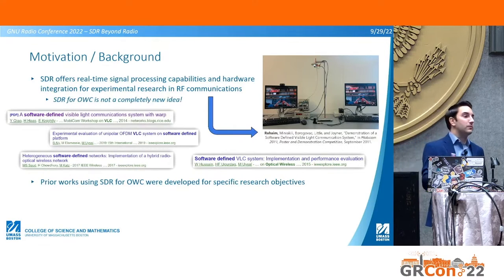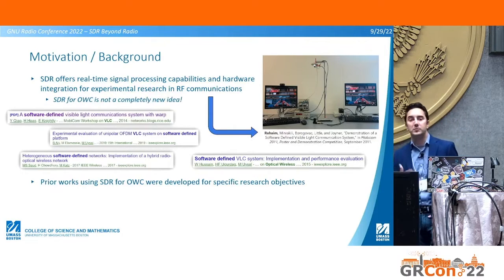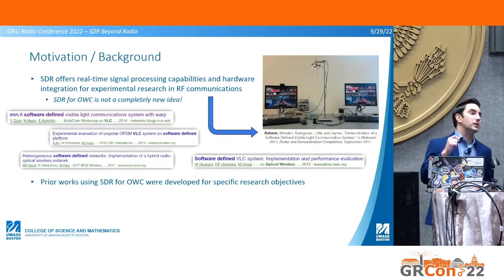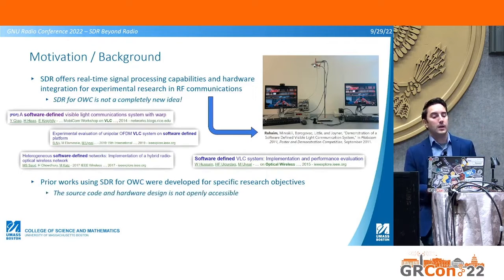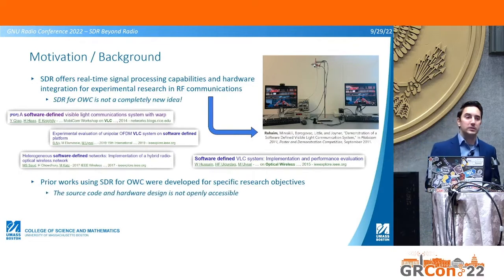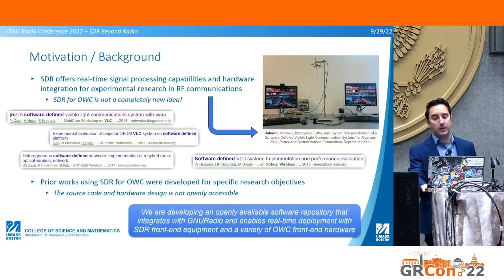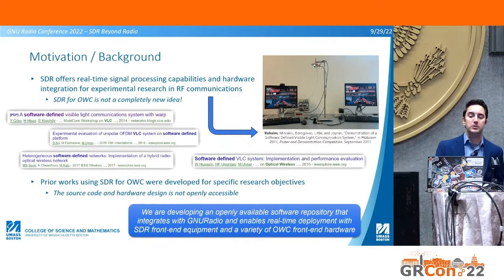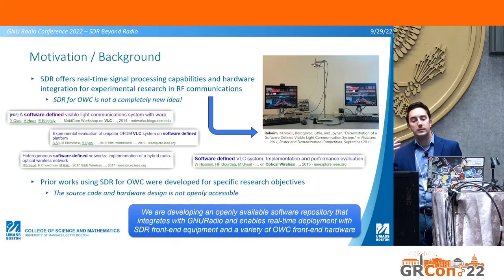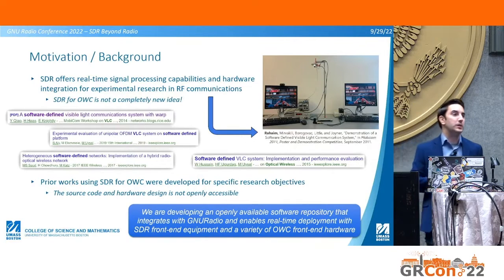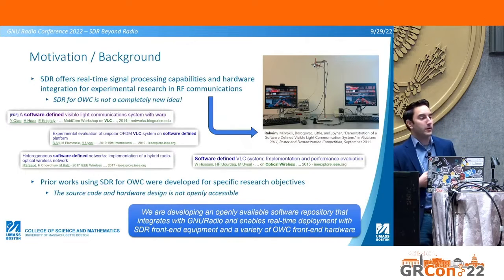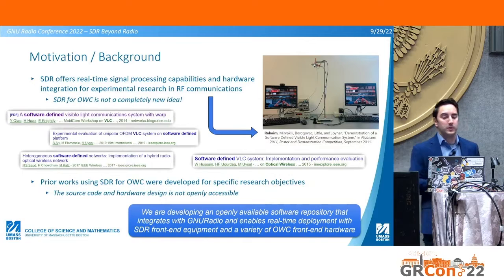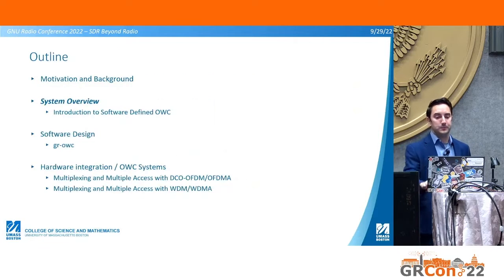But the key here is that a lot of this prior work was mostly developed for a specific research focus. So you're trying to get a single instance of something and see how it works. Maybe it's a modulation scheme, a single tool, a single signal processing chain. And the source code and the hardware design are not openly accessible. So we're trying to address that and make an openly available software repository that ties together the signal processing aspects of optical wireless communication, some of the tools that we've developed there, with easily defined software-defined radio front-end hardware that adapts with existing equipment like the USRPs.